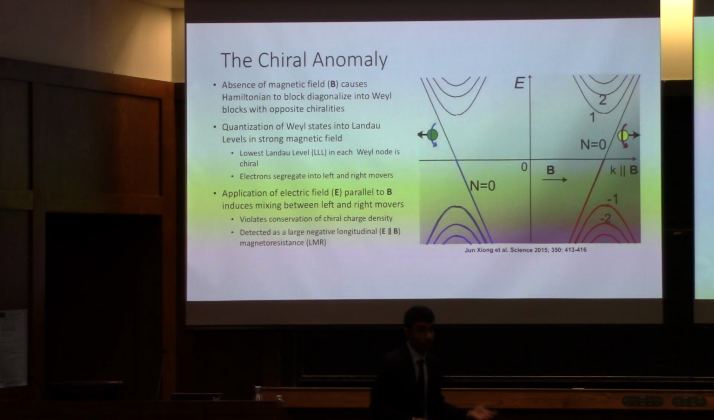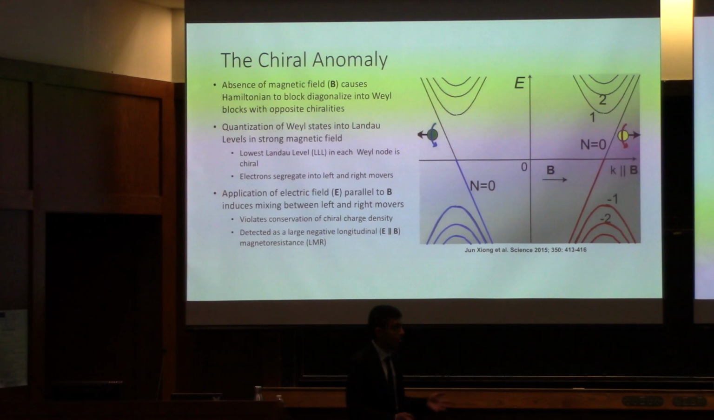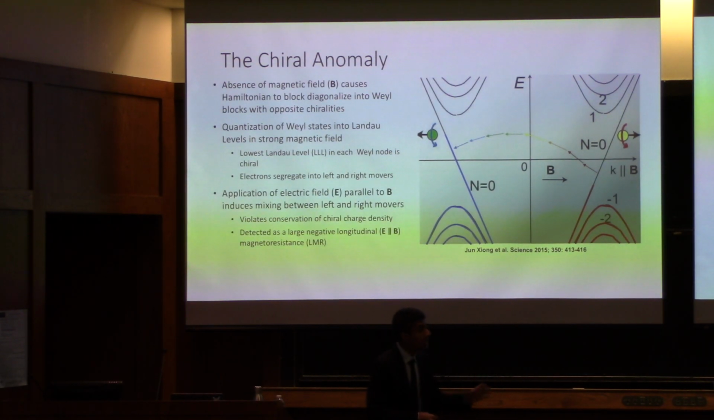Along with this, once you have a strong magnetic field, these electrons segregate into left and right movers. However, if we apply an electric field, or E field, parallel to our B field, it induces mixing between our left and right movers, as illustrated by this animation. So now, we don't see a conservation of our chiral current. We see an unequal proportion of our left-handed and our right-handed movers. And this violates the conservation of chiral charge density, one of the fundamental principles of quantum mechanics.